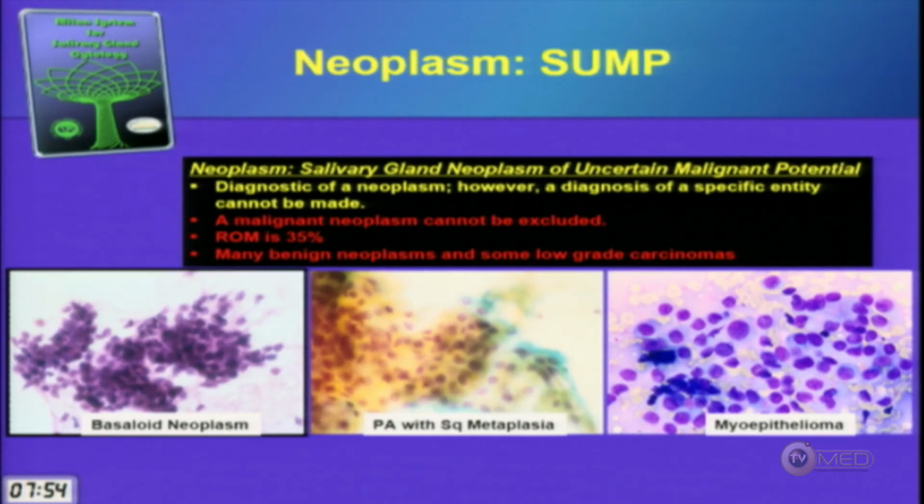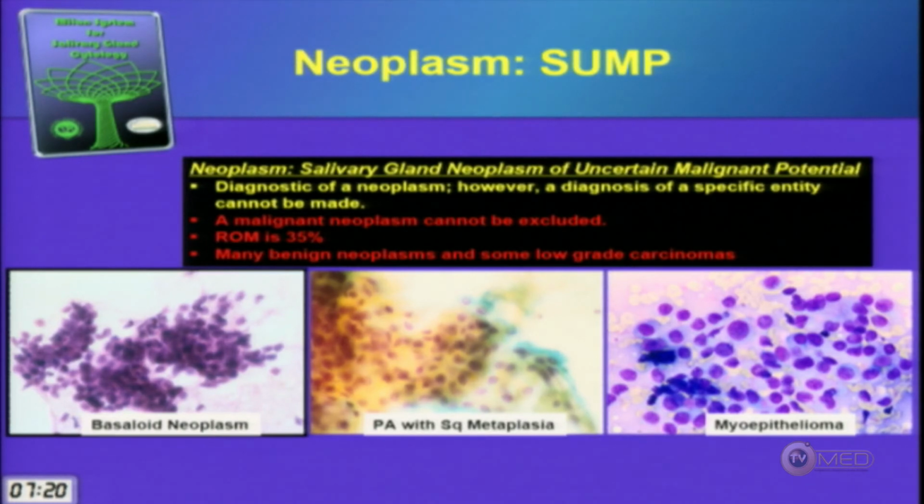Now, the neoplasm uncertain malignant potential category, I would say think of it as a category where it's a neoplasm, but I can't entirely exclude carcinoma. So most of these are going to be low-grade cancers. The risk of malignancy is going to be about 35%. Those basaloid tumors, like I showed you that example of, is going to be in this category. And the clinician will know, okay, there's about a third chance that this is going to be malignant.